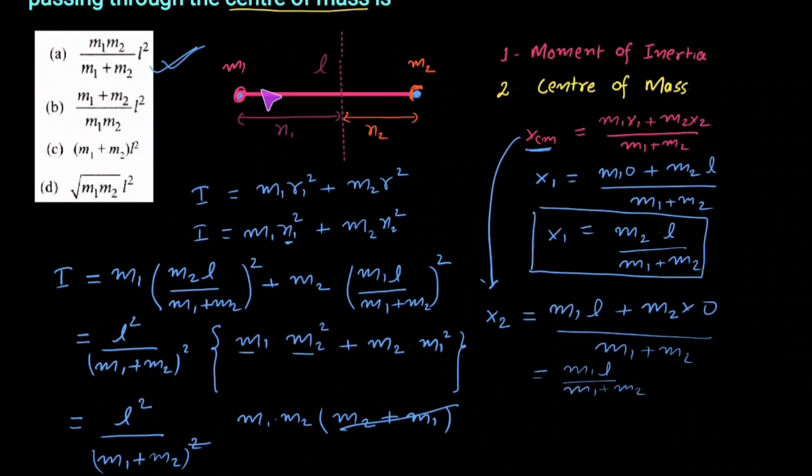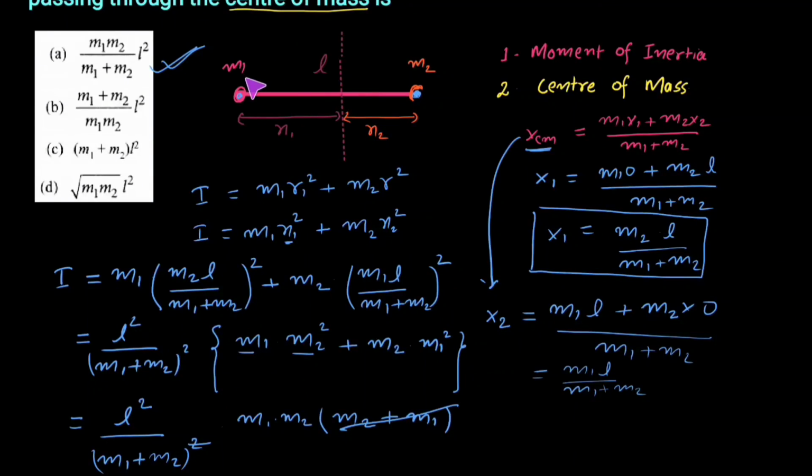So let me quickly revise it. So this is a rod. At one end of this rod a mass m1 is attached, on the other end mass m2 is attached. The length of this rod is L. We have to find out the moment of inertia about an axis which is perpendicular to the rod and passing through the center of mass. So we are assuming this is the axis which is passing through the center of mass and perpendicular to the rod. So the moment of inertia of such a system is given by m1 r1 square plus m2 r2 square.